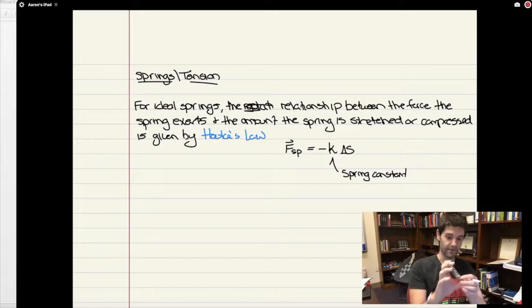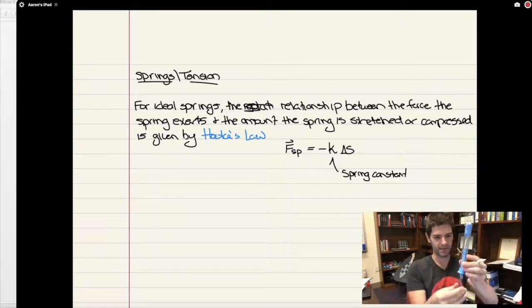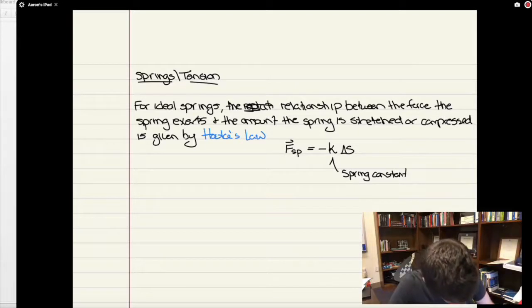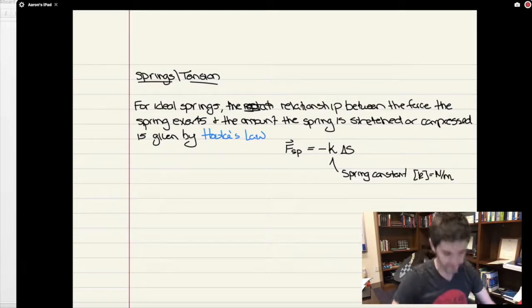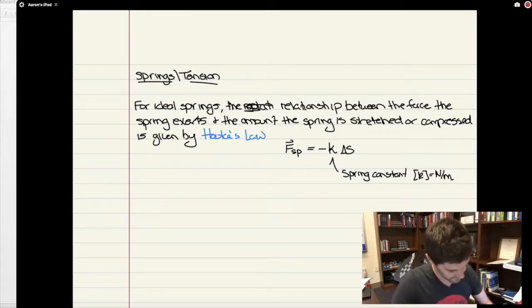For this particular very thick spring, it has a very large spring constant because it's very hard for me to compress the spring by a good amount. Versus with this one, it's very easy for me to just pull and stretch the spring by quite a large amount. This would have a low spring constant. Units are then newtons over meters, for example. Why is that the unit? Because I've not defined the other variable yet.